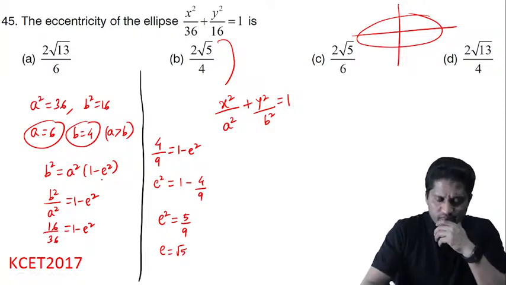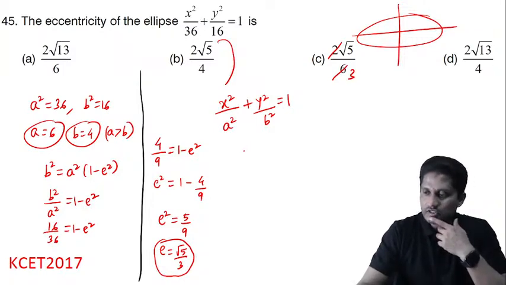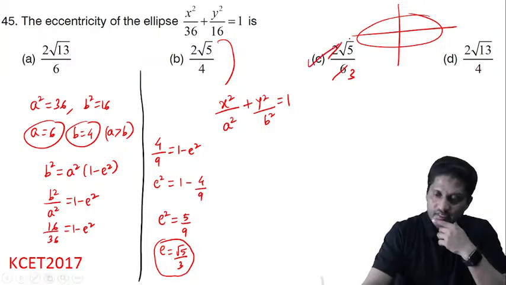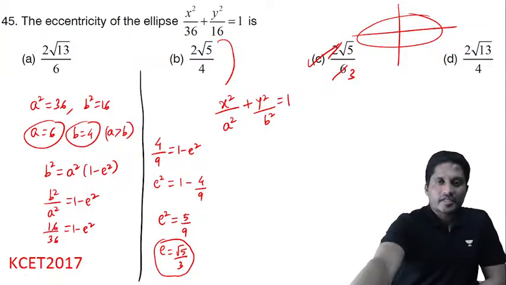b square is equal to a square into 1 minus e square. b square is 16, a square is 36. 4 by 9 is equal to 1 minus e square, so e is equal to root 5 by 3. Yes, e is equal to root 5 by 3, right? See the options, root 5 by 3 only. Answer is option C. The options are twisted. Okay, answer is option C only, guys. 2 root 5 by 6 is the same as root 5 by 3 only. Right, let's move to the next question.